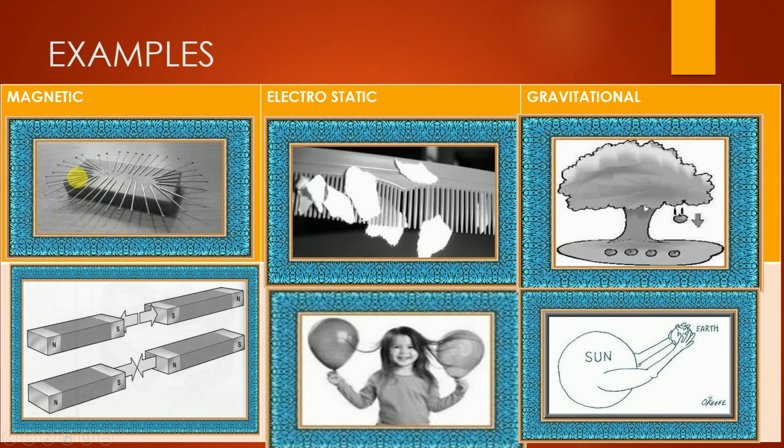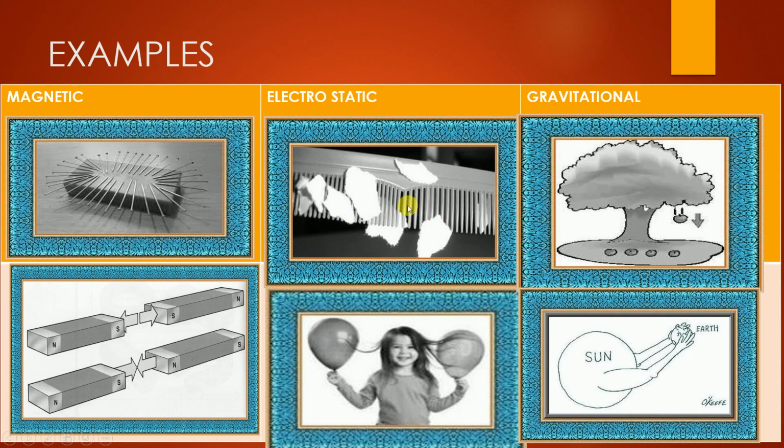Here the iron particles, that means magnetic particles, are getting attracted towards the magnets, and here south and south poles are getting repelled, and south and north poles are getting attracted towards each other, though they are not in contact. When it comes to electrostatic force, one charged particle is attracted to another charged particle. Here you can see the examples.